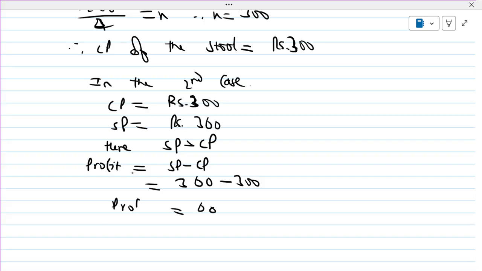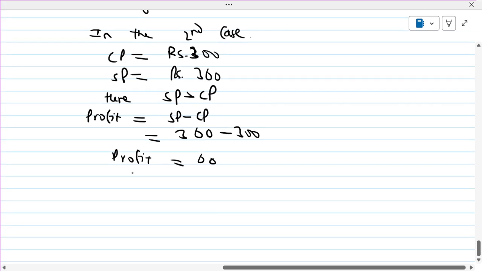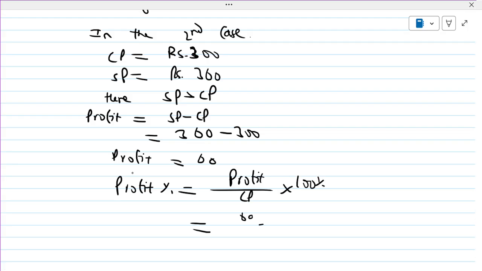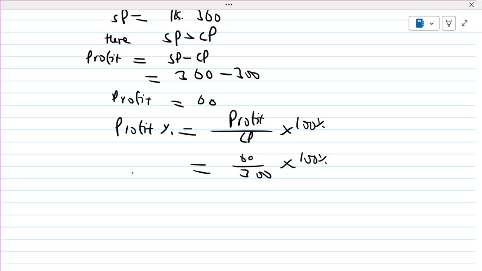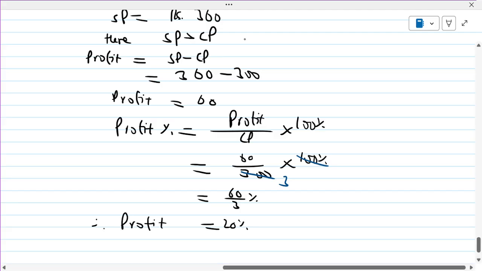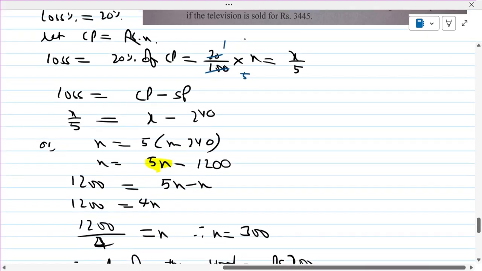So we got profit equal to rupees 60, and once we have found the profit amount, we can go for finding its percentage. Profit percent equals profit divided by CP into 100 percent. So profit is 60, cost price is 300, into 100 percent. By 100 and 300 we can cut 3 times, so we get 60 divided by 3 percent, that's 20%. So when he sells this stool for rupees 360, he gains 20% on the cost. So it's done with this 9 number A.